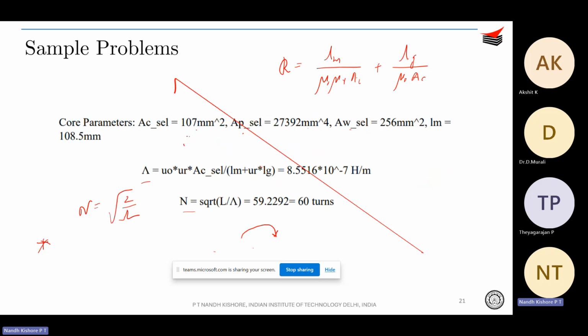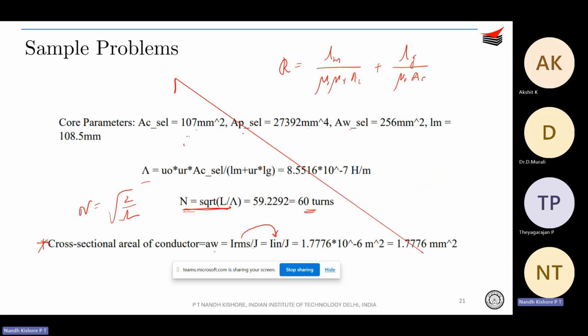You know that N is equal to root over L by permeance, right? This is the relation. N is equal to root over L over permeance. So from that you get what is N, that is the number of turns, and you also know the cross-sectional area is IRMS by J. In a boost converter, if you don't assume the ripple, you obviously know that the RMS current of the inductor is basically your input current, which is again known. So this is your AW.